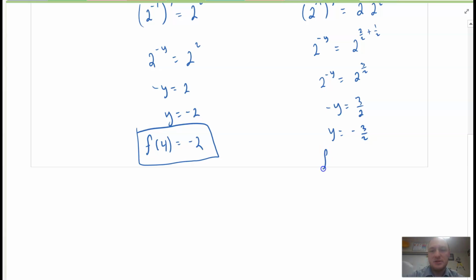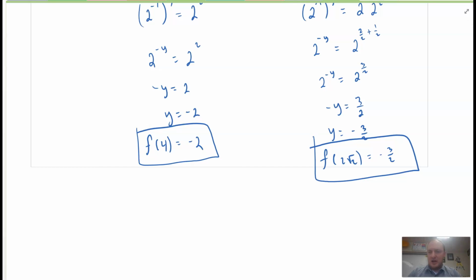So then f of 2 root 2 is equal to negative 3 over 2. No roots. All right, so that's it. That's how we evaluate logarithms.